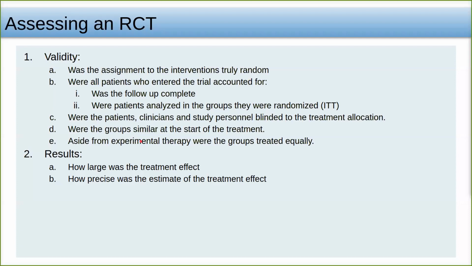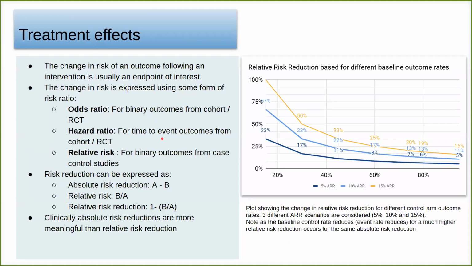Coming to the results, we are basically looking at two points. What is the treatment effect, how large it is, and how precise is the estimate of the treatment effect. Now, in most randomized controlled trials, what we are looking for is the risk of the event. The risk is basically the probability of the event happening. In case of randomized controlled trials with survival as the endpoint, this would be things like survival probability, probability of death, progression-free survival, disease-free survival, and so on.